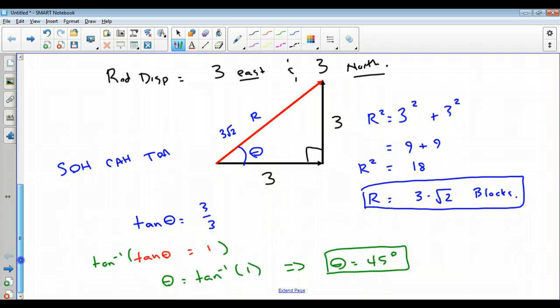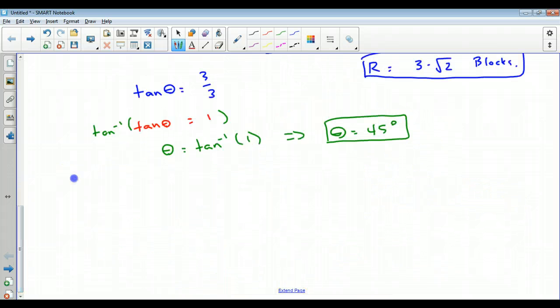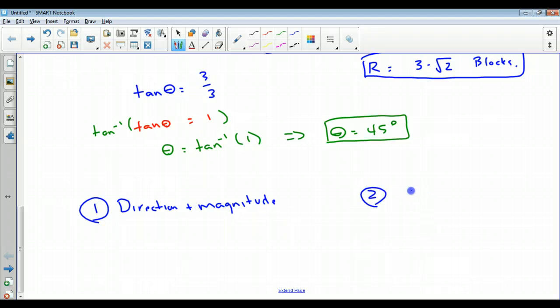What this means is that we've got 2 ways that we can describe our vector. We've got way 1, which is the direction plus the magnitude of the vector. And we've got way 2, which is the components of the vector. Now, way 1, we're going to list our magnitude first. So our magnitude is 3 times the square root of 2. Our unit is blocks. And this is going to be at an angle of 45 degrees.